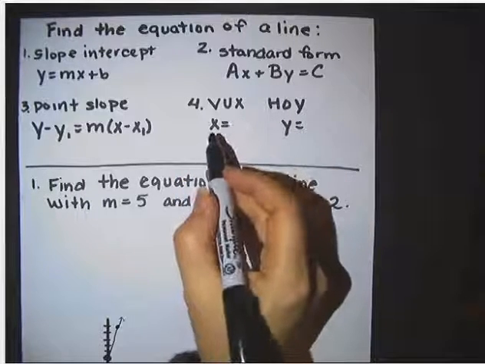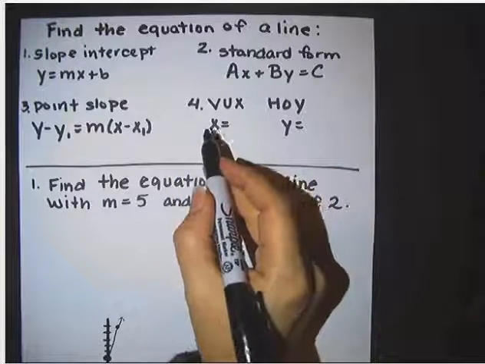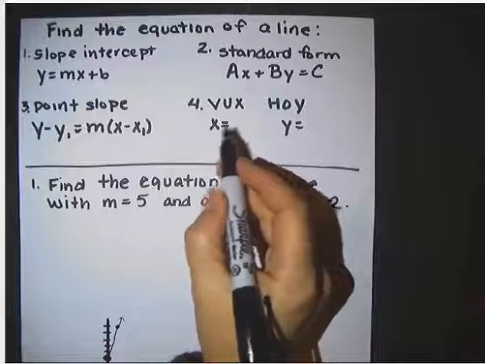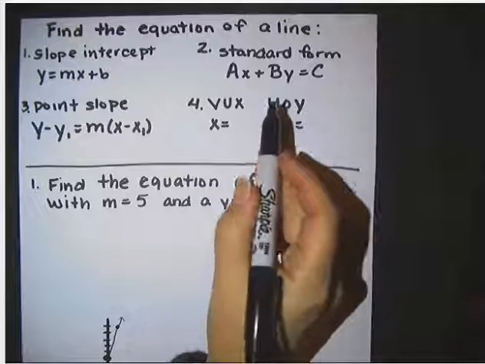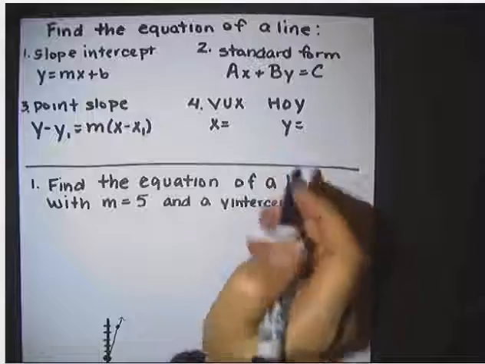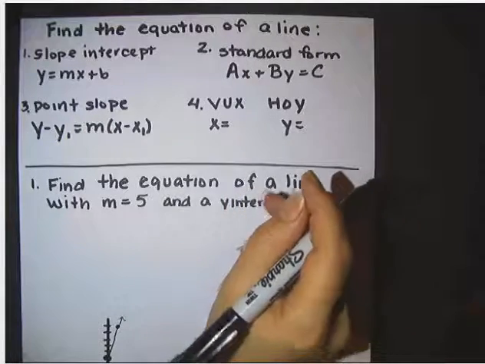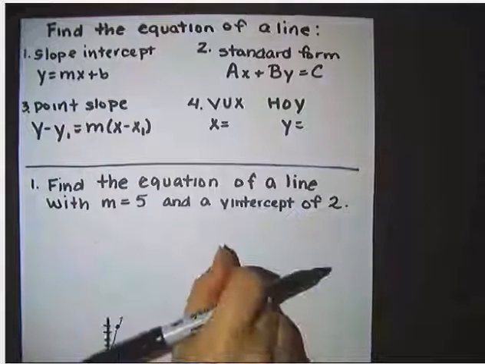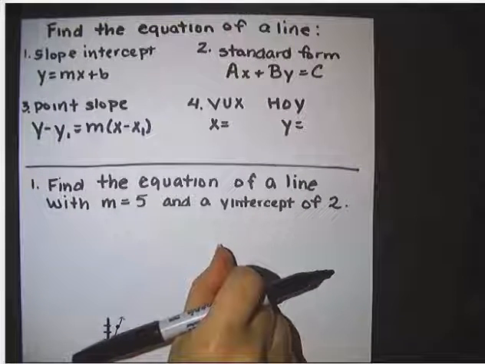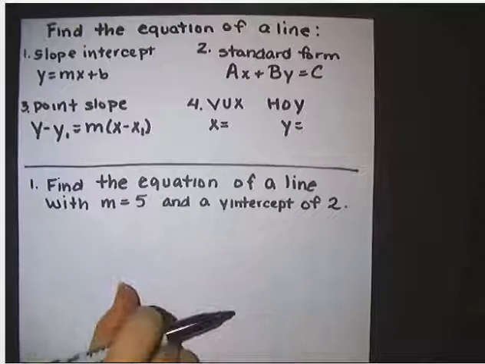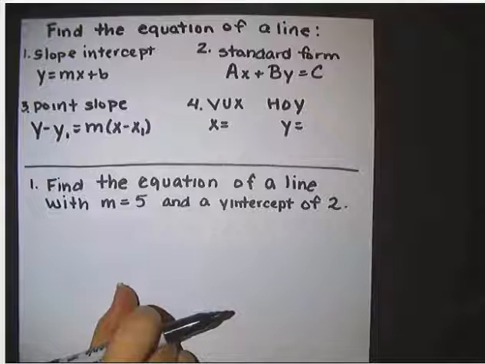If you want to find a vertical line, it's going to be x equals some number, x equals 2, x equals 1,000. If you have a horizontal line, y equals a number. So save yourself time. If you see a vertical line, just write x equals and find the x coordinate that it passes through. So our first problem here is find the equation of a line with a slope m of 5 and a y-intercept of 2.